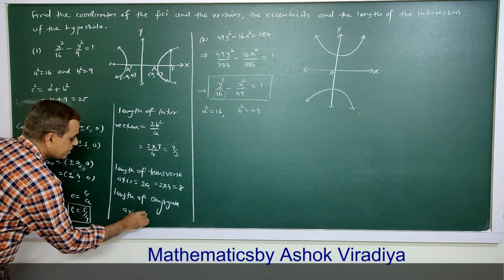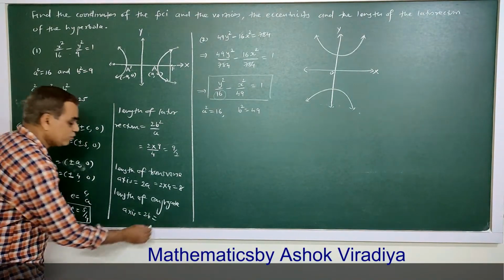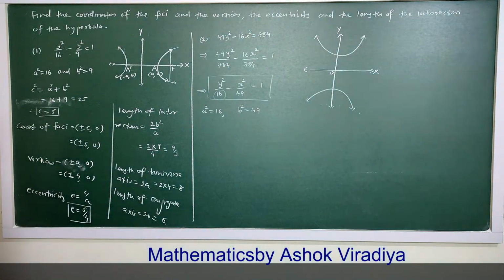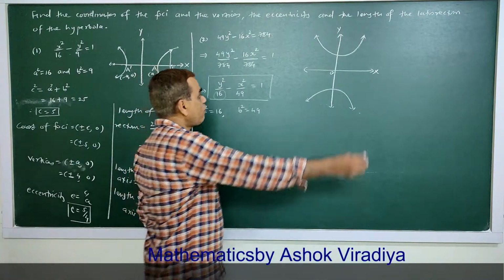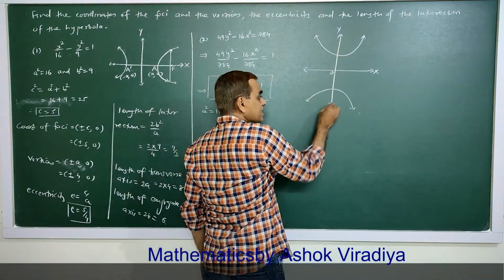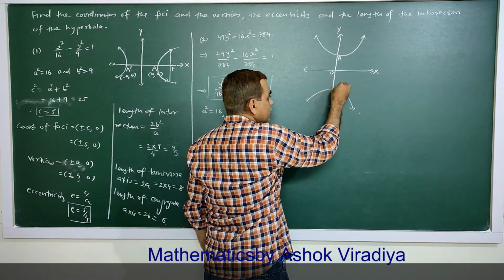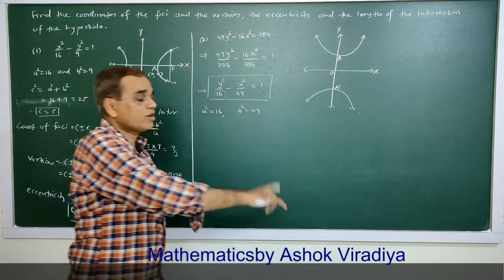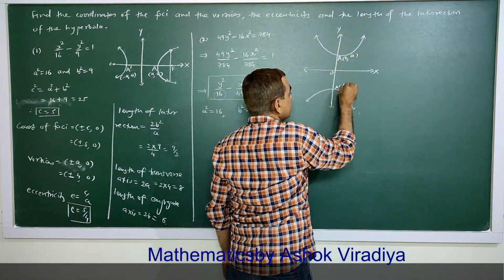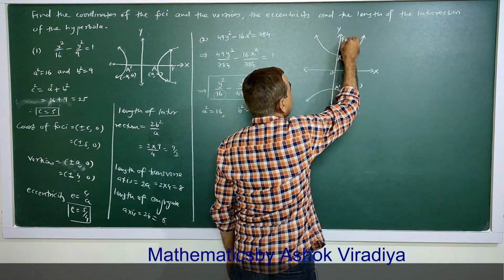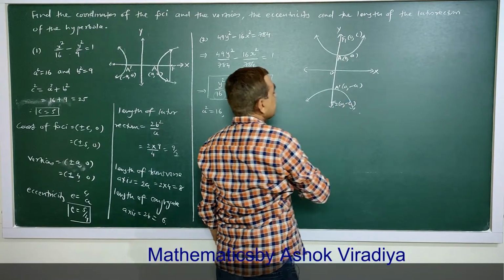Length of conjugate axis is 2 times B. B is 3, so 2 into 3 is 6. This is the sketch. Here foci lie on y-axis, vertices lie on y-axis. So their x coordinate will be 0. Here this will be (0, a), this will be (0, minus a). Foci (0, c), this will be (0, minus c).